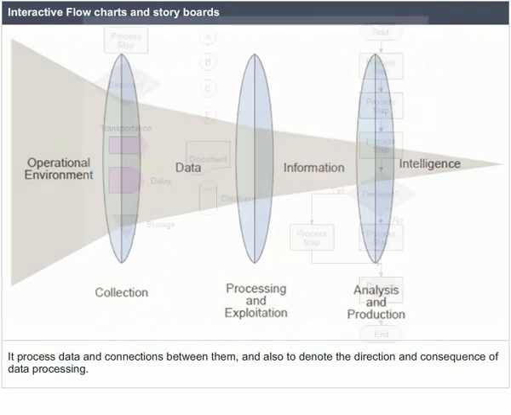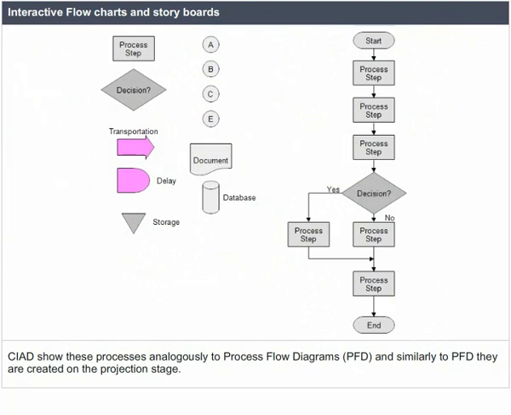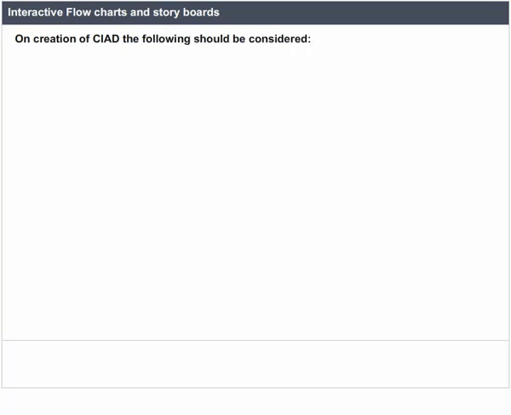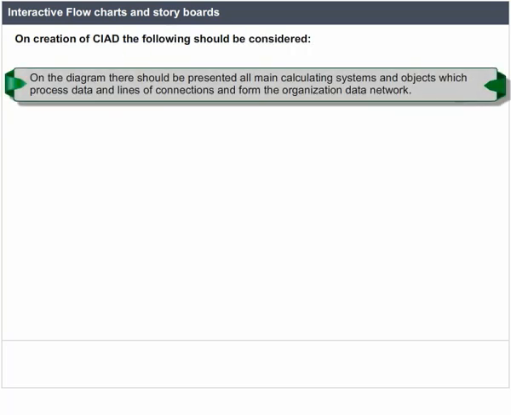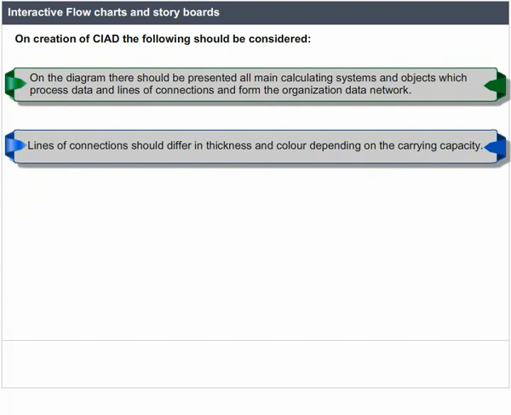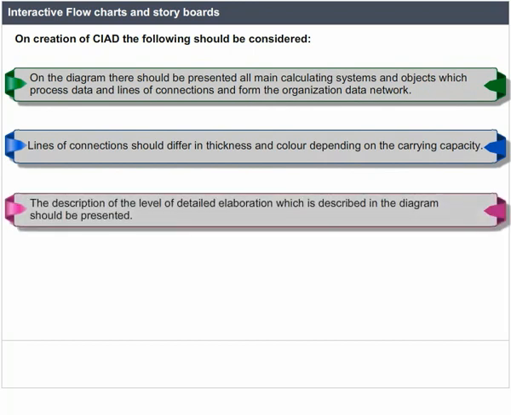CIAD show these processes analogously to process flow diagrams, PFD, and similarly to PFD, they are created on the projection stage. On creation of CIAD, the following should be considered. On the diagram, there should be presented all main calculating systems and objects, which process data, and lines of connections that form the organization data network. Lines of connections should differ in thickness and color depending on the carrying capacity. The description of the level of detailed elaboration which is described in the diagram should be presented.